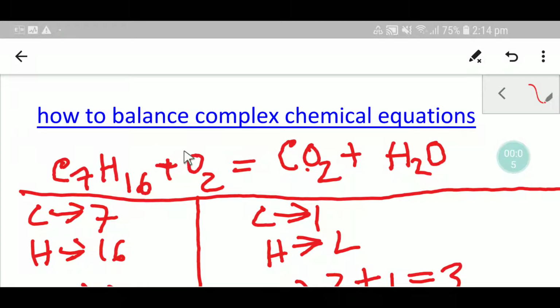Today we are going to balance complex chemical equations. There are some rules that I would like to explain in just 4 steps. So keep watching this video and learn everything.